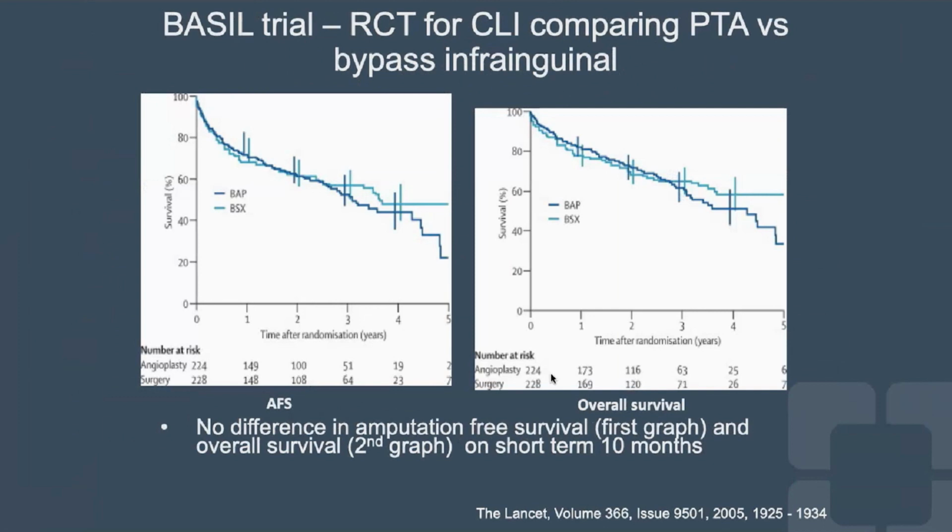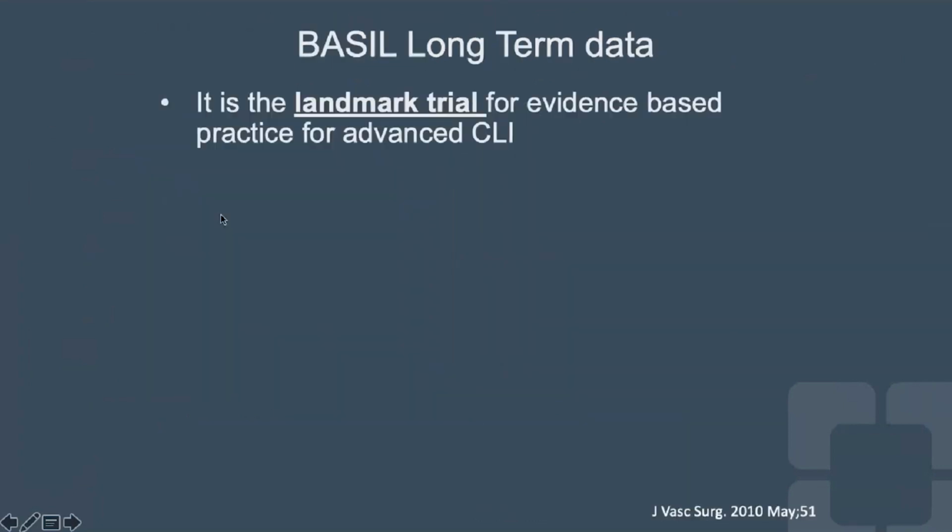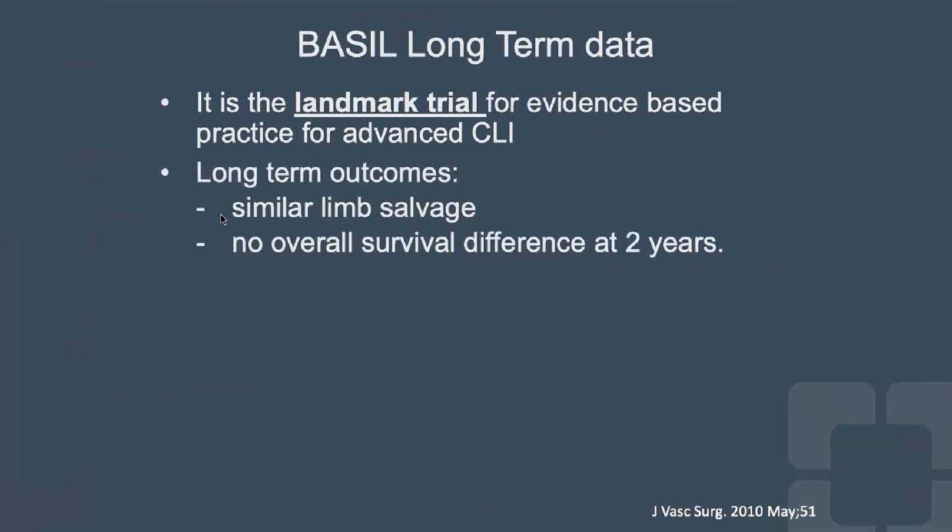Here are some of the charts or graphs from that. The survival curves from the BASIL trial in The Lancet, where we're looking at amputation-free survival on the left and overall survival, and there's really no significant difference over time between the balloon angioplasty or the bypass surgery. It is the landmark trial for evidence-based practice in advanced critical limb ischemia, and the long-term outcomes suggest, like we talked about, similar limb salvage rates between endovascular and open, with no overall survival difference at 2 years.